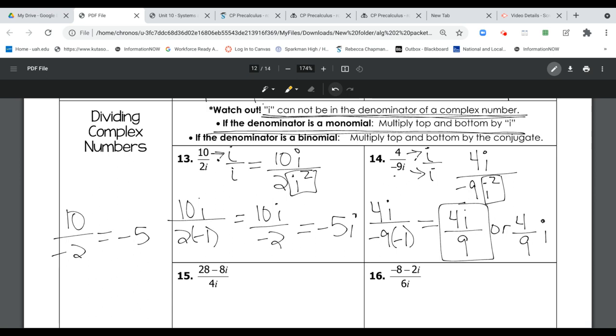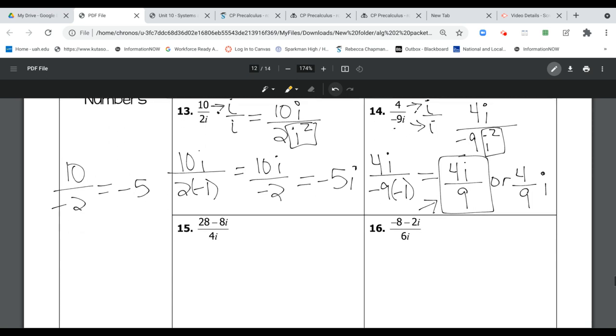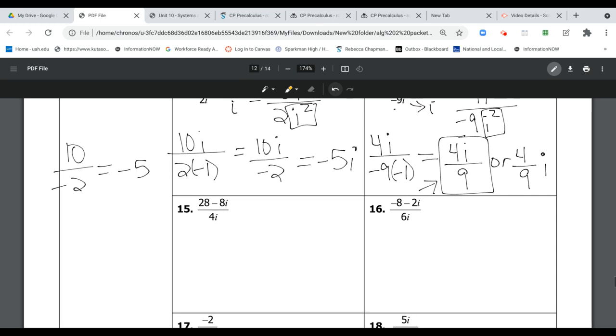Same exact thing, okay? So if you type in Math Excel this way and it says, not quite in the right format, just drop the i to the back of the fraction, 4 over 9, and it should accept it. So for number 15 and 16, we're going to do the same thing. We have a little more work to do on the top because we have to multiply that i times 2 terms. So we're going to have to distribute across the top.